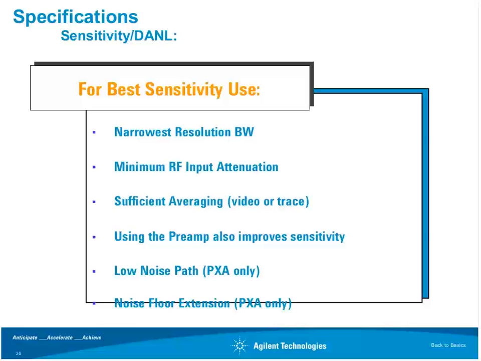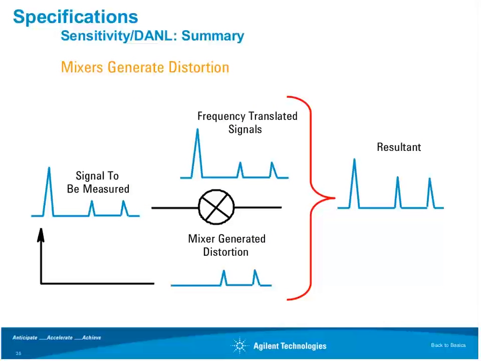All right, so the rules for achieving the best sensitivity: you want to use the narrowest resolution bandwidth possible with the least amount of RF attenuation. You want to apply some type of averaging, could be video or trace averaging. If you have a preamp available, that's another way to improve the overall sensitivity. And some instruments like the PXA have a few extra tools, things like the low noise path or noise floor extensions. I won't discuss those here because that's beyond the scope of the basics, but those are some techniques to give us better overall sensitivity.